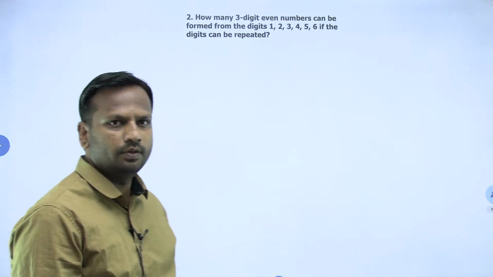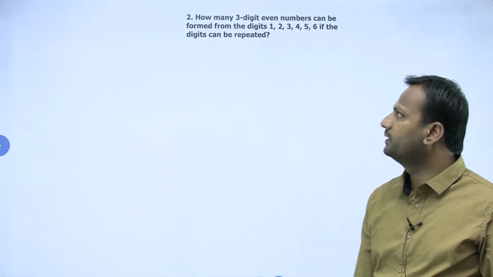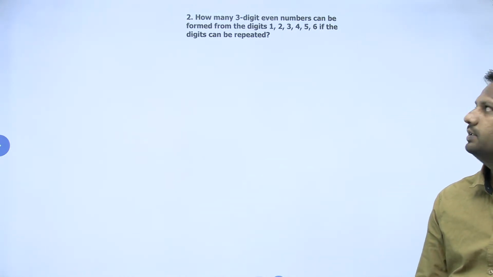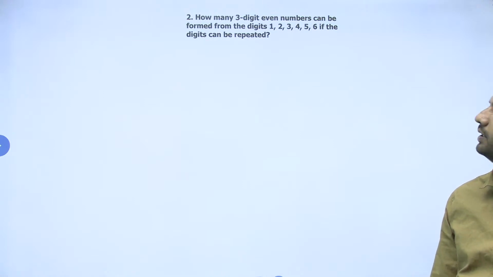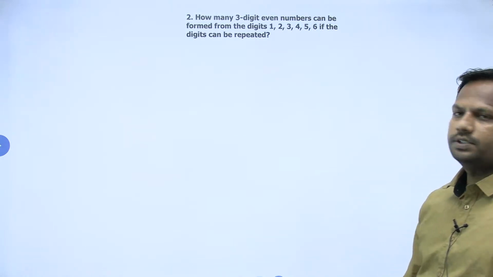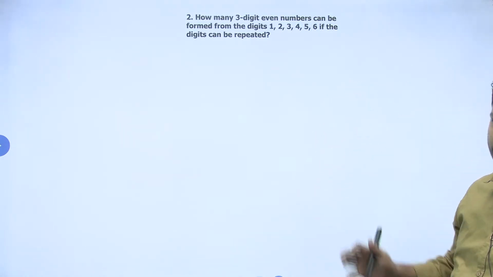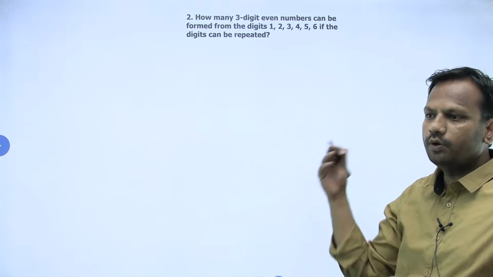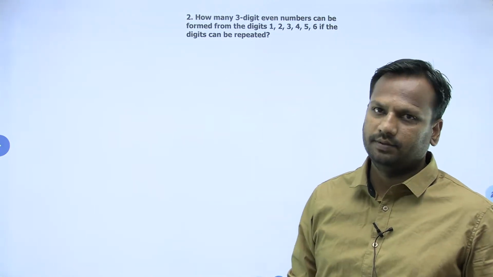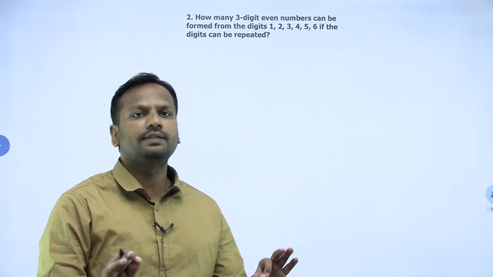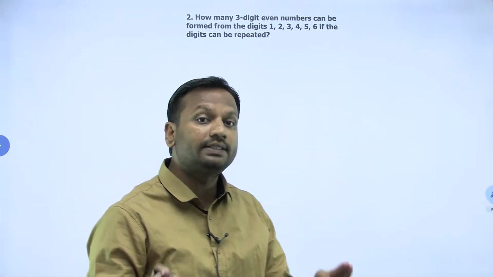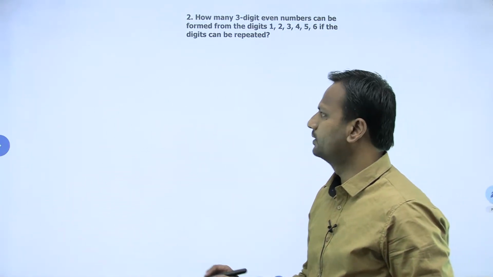So this is the second problem of your 7.1 exercise. See the second problem: how many 3-digit even numbers can be formed from the digits 1, 2, 3, 4, 5, 6, if the digits can be repeated? Using these 6 numbers, you have to form 3-digit even numbers, students. If the digits can be repeated means repetition is allowed.